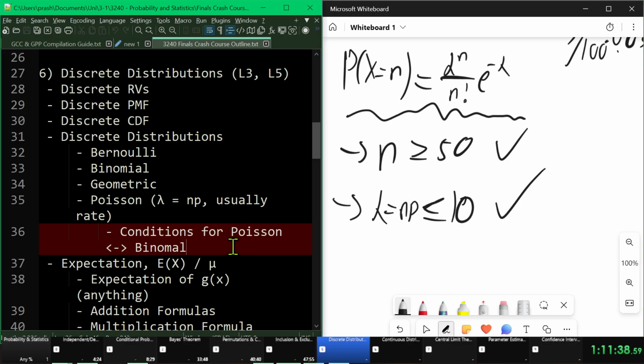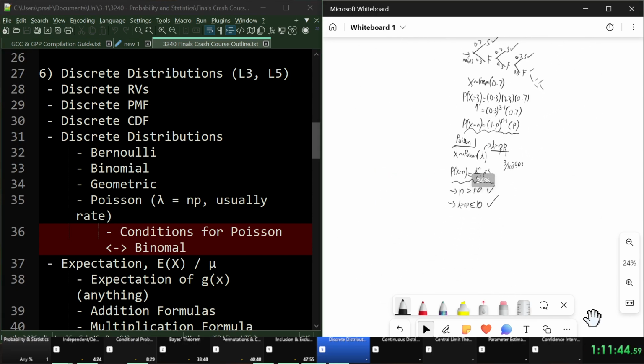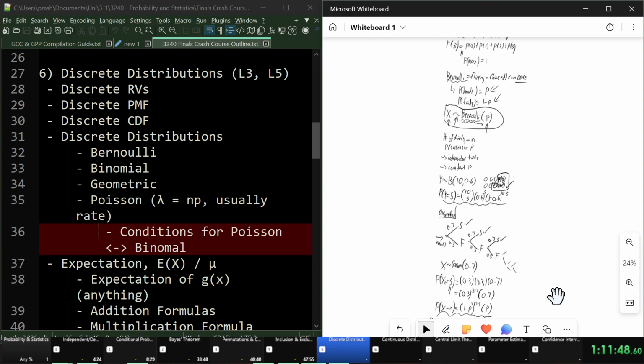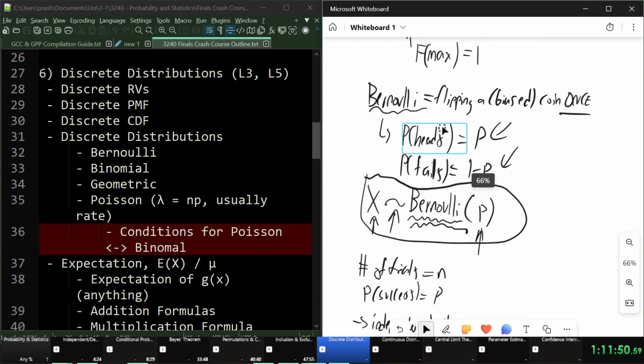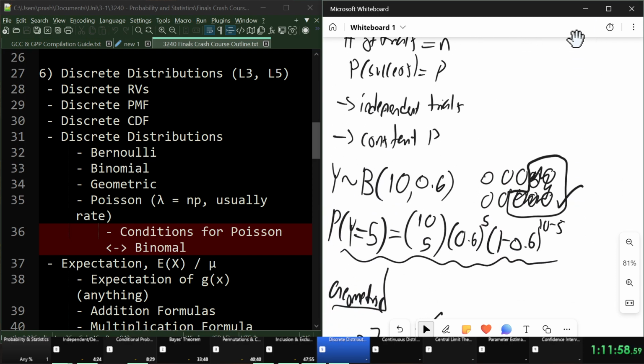So those are our four main characters. Bernoulli. Let me scroll up. Damn, there's a lot of stuff. We've got our Bernoulli distribution, which is flipping a coin once. The coin could be biased or not biased. And then we've got binomial, which is our common thing.